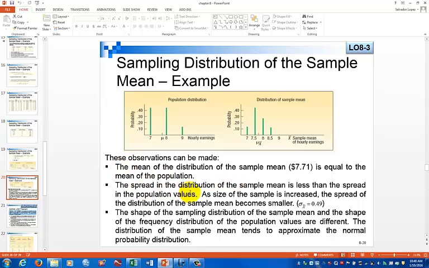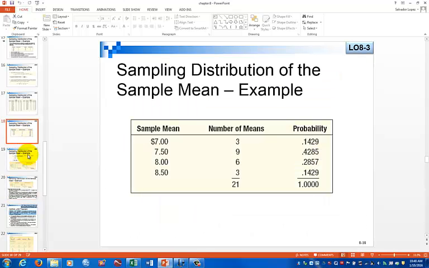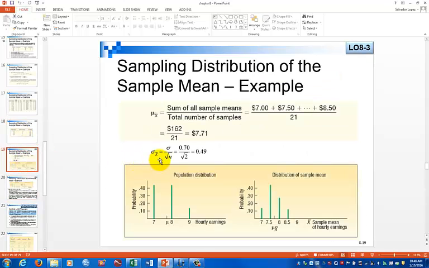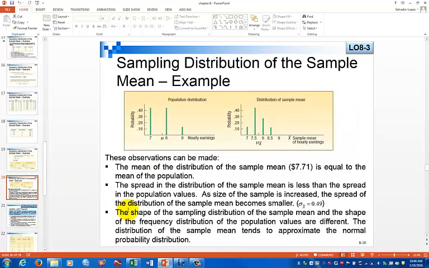Conclusion 2: the spread in the distribution of the sample mean is less than the spread in the population values, as measured by the standard deviation. As the size of the sample is increased, the spread of the distribution of the sample mean becomes smaller. If the n in the formula used to calculate the standard deviation of the sample means increases from 2 to 3 or 4, then this number, the 0.49, becomes smaller.